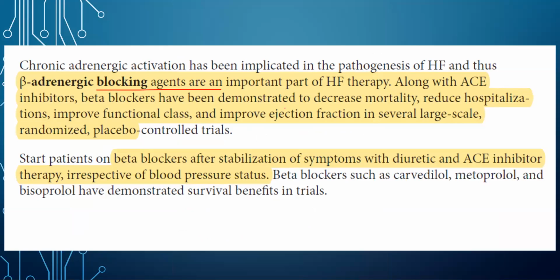See that beta adrenergic blockers, like beta blockers, play an important role in heart failure therapy. Along with ACE inhibitors, beta blocker also decreases mortality, hospitalization, and improves the functionality of the patient. So sometimes question comes in exam, which improves mortality in a patient with heart failure? So ACE inhibitor and beta blocker, they improve mortality rate, okay? Start patient on beta blocker after stabilization of the symptoms with diuretic and ACE inhibitor. You don't need to worry about blood pressure status when you are using a beta blocker, okay? And the beta blocker that you use is not the propranolol, that is not the non-selective one. You use the selective beta blocker like carvedilol, metoprolol, atenolol, bisoprolol, those medications.